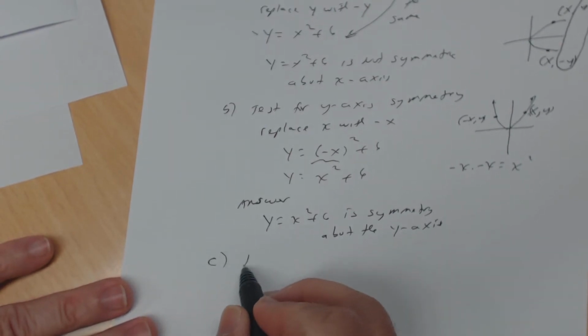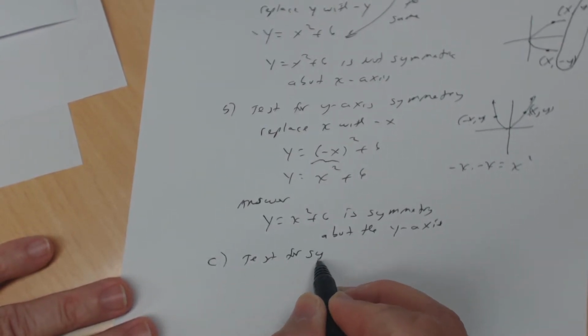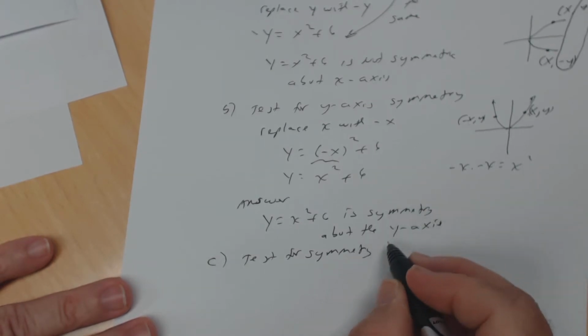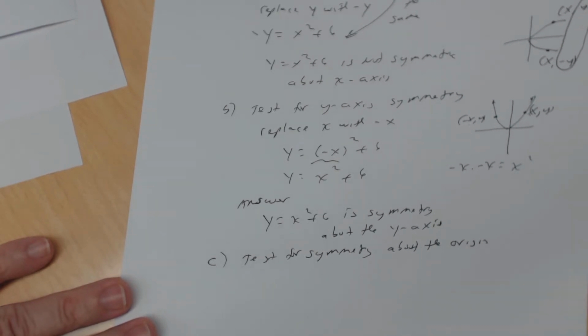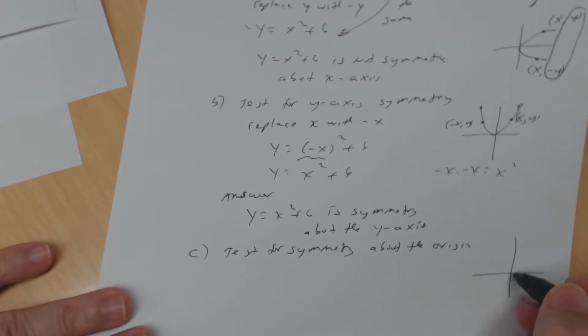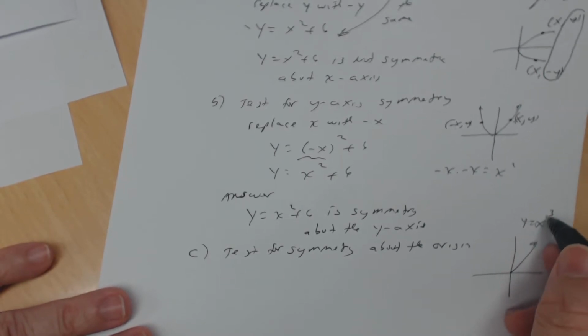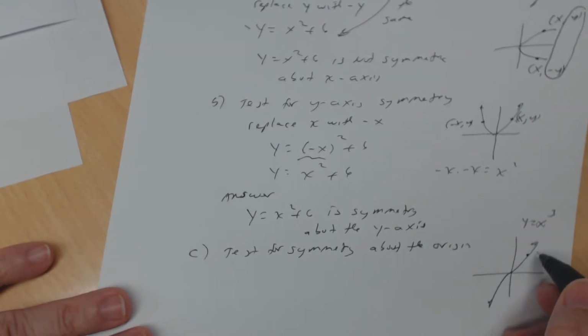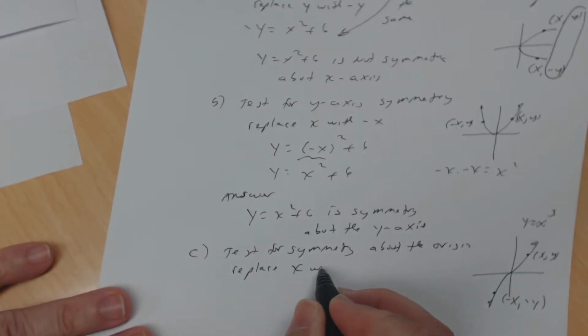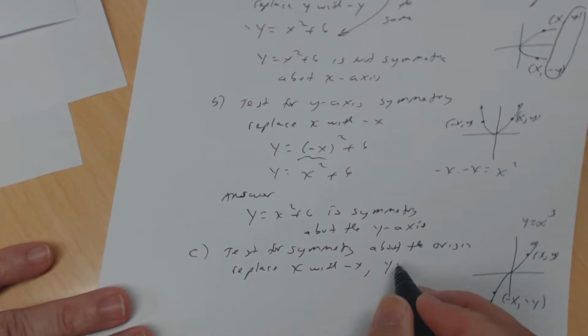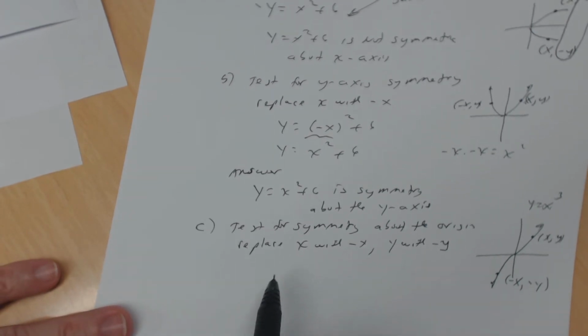All right, C, let's test for symmetry about the origin. So remember, the origin looks like this. You think of y equals x cubed. It looks like this. So if this is the point (x, y), then this here has to be the point (negative x, negative y). So basically, you're going to replace x with negative x, y with negative y, and then see what happens.